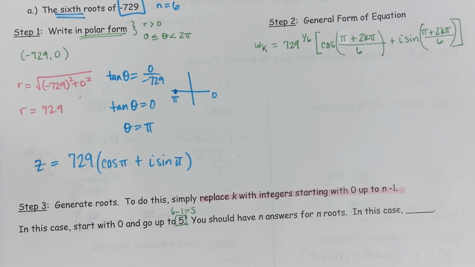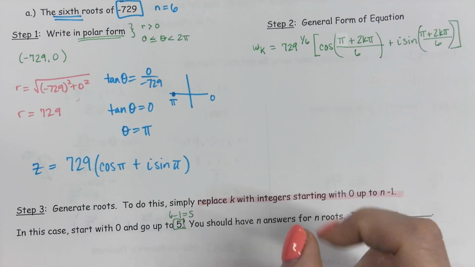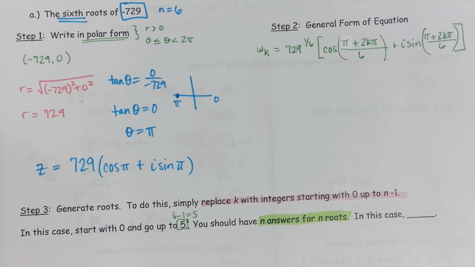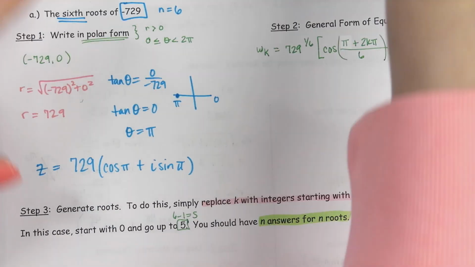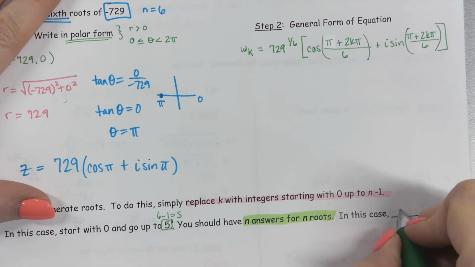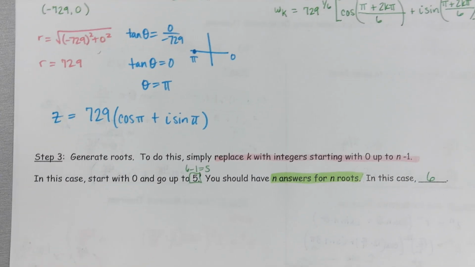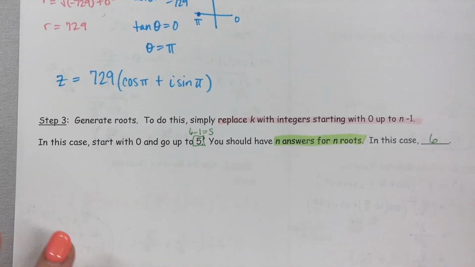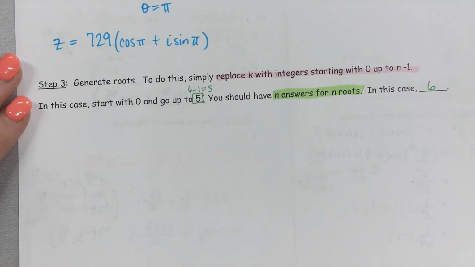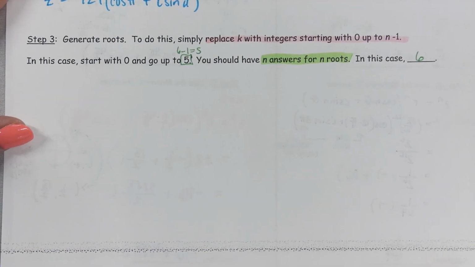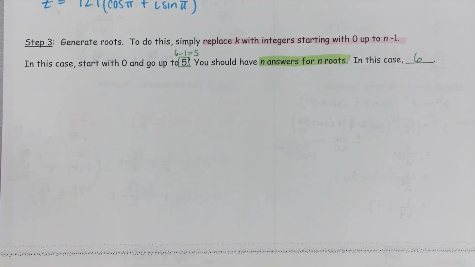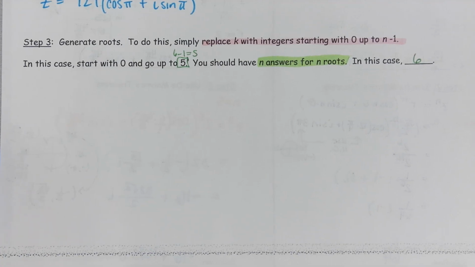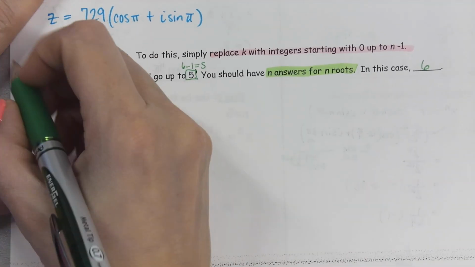Another thing to note is you should have n answers for n roots. So we're trying to find the 6th root, which means we are going to have 6 different solutions that we're going to graph on an imaginary plane. And just so you know, this is one of the higher ones. You aren't going to have to do anything above 6.